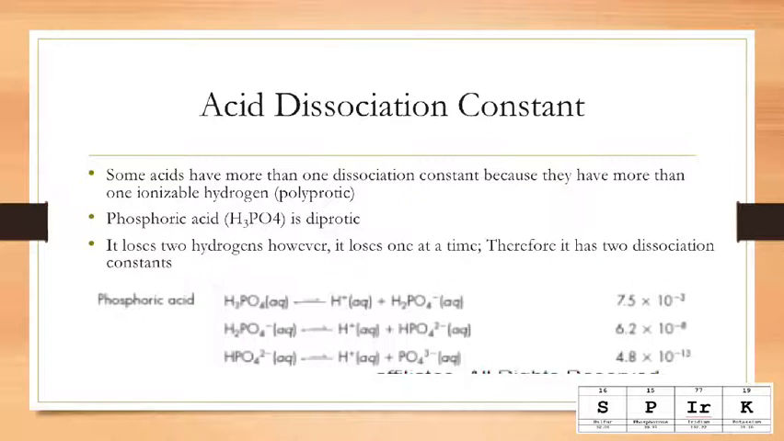So you see the first one is H3PO4 yields H+ and H2PO4-, and that has its own acid dissociation constant. And then that H2PO4- can lose another hydrogen, which gives us H+ and HPO4 2-. And then that HPO4 2- can lose that hydrogen to give us H+ and PO4 3-. And they each have their own acid dissociation constant.